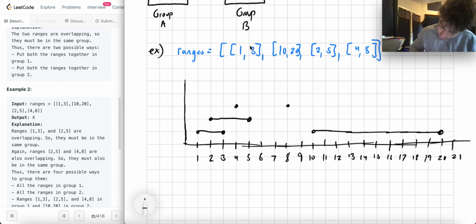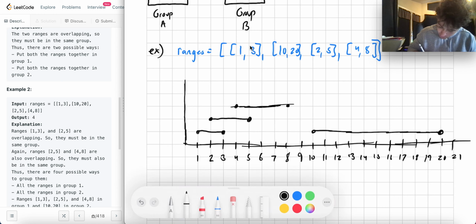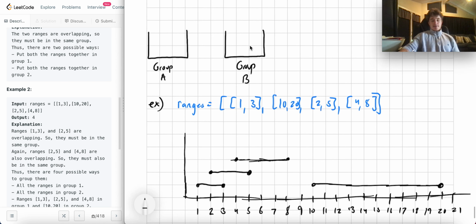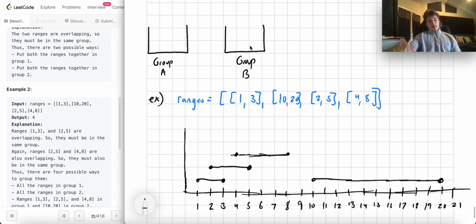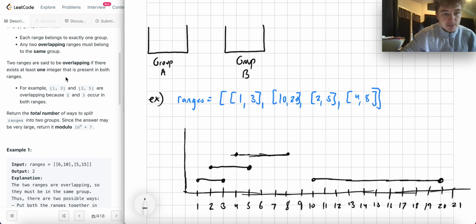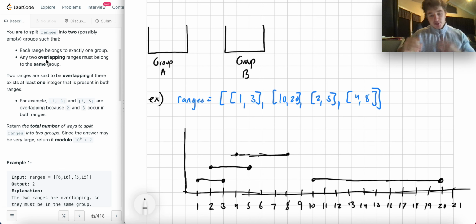So if you've taken an algorithms class in college, this is probably something you're familiar with, or if you've done other range problems, this is also something you're probably familiar with. And so we have all these ranges, and we want to place them within these groups, right? But the first thing that we need to address is the bundles, right? Because if they're overlapping, they must belong to the same group.